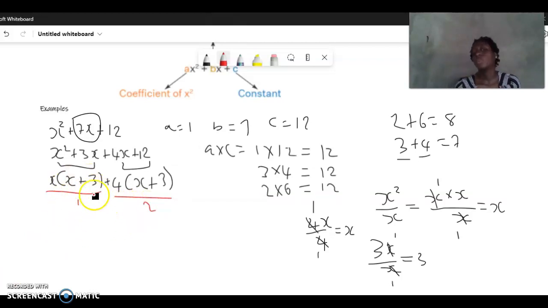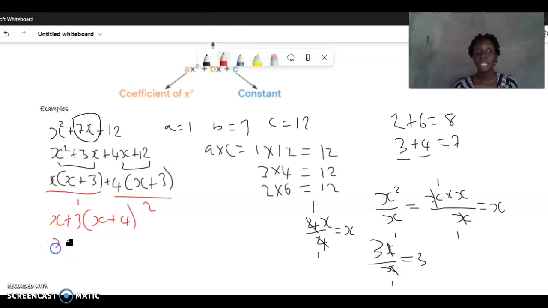Now if I look at 1, I want to factor x plus 3 because x plus 3 is common. If I factor x plus 3 out of x bracket x plus 3, then my remainder will be x. On this side, I will do the same thing. I will factor x plus 3 and I will be left with 4. So there you have it.